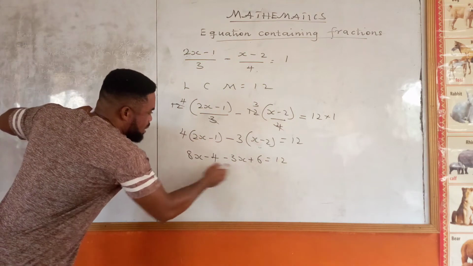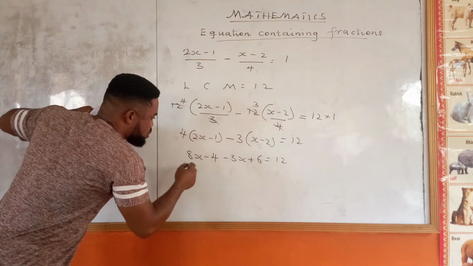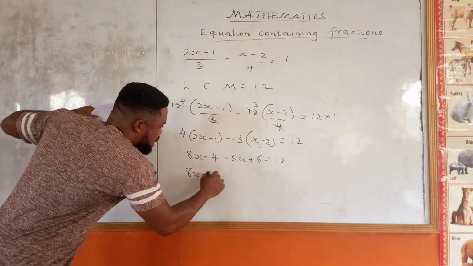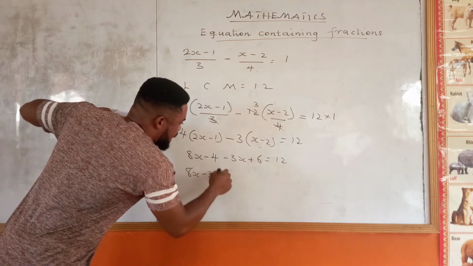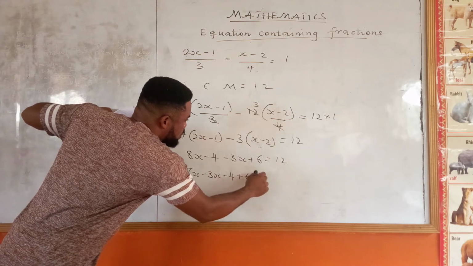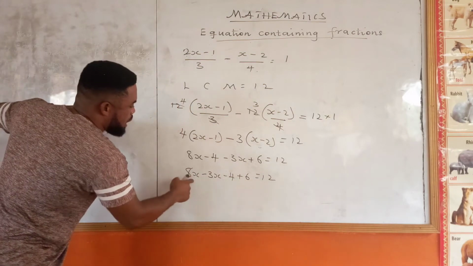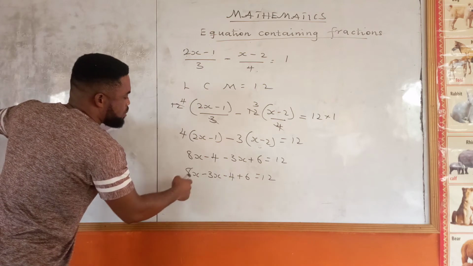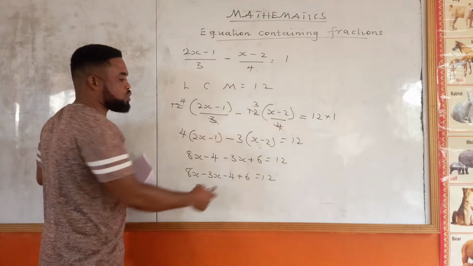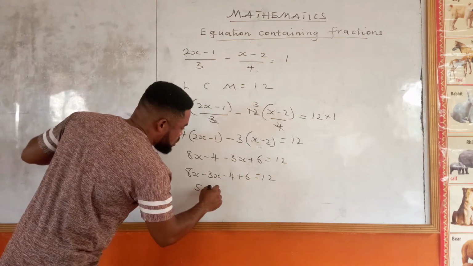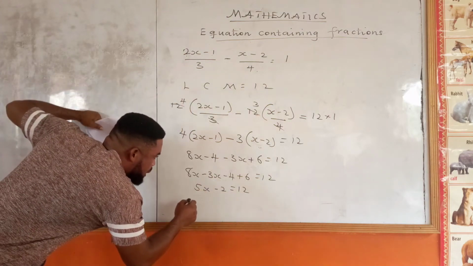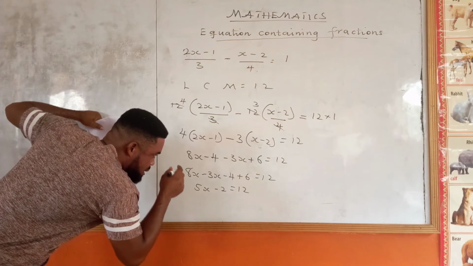I've grouped them over here already. So 8x here, then minus 3x there, minus 4 plus 6 equal to 12. So here we are going to have, taking 3x from 8x will give us 5x. Then we have minus 4 and plus 6, so that is 2. So we have 5x plus 2 equal to 12. Then we can continue to collect like terms over here once again.